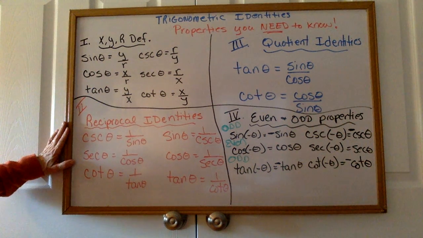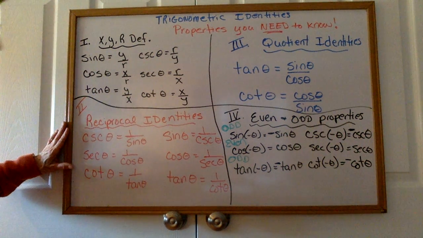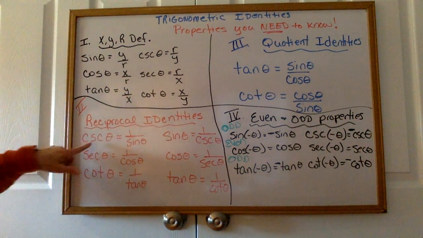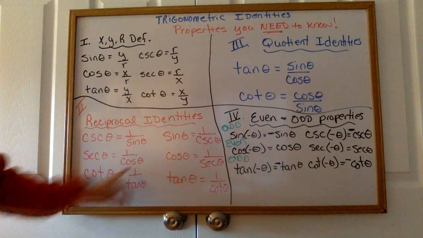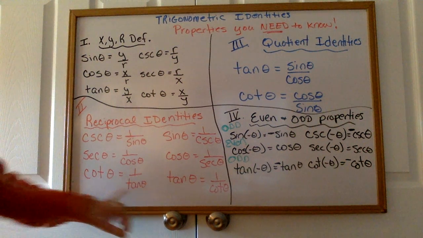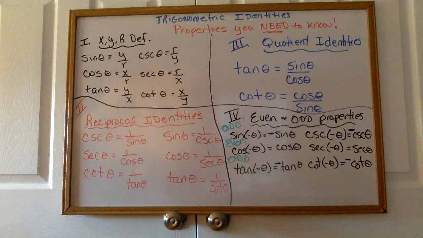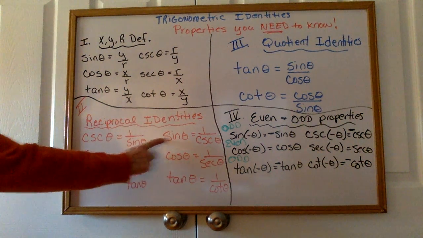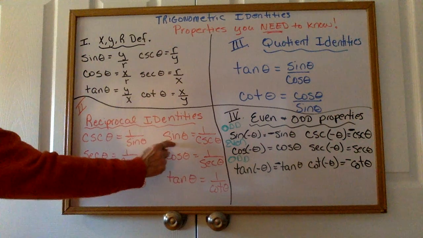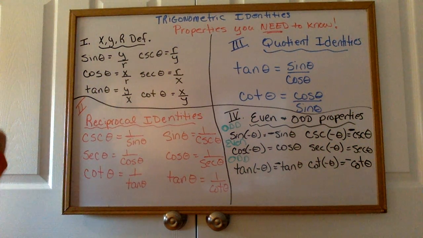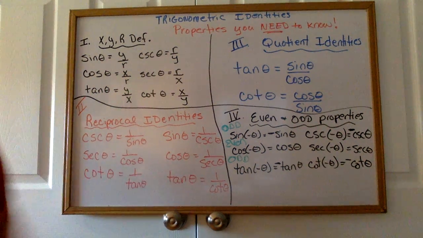Number 2, you need to know your reciprocal identities. Cosecant is the reciprocal of sine. Secant is the reciprocal of cosine. And cotangent is the reciprocal of tangent. You can also look at those the other way. The sine is the reciprocal of the cosecant. The cosine is the reciprocal of the secant, and the tangent is the reciprocal of the cotangent.